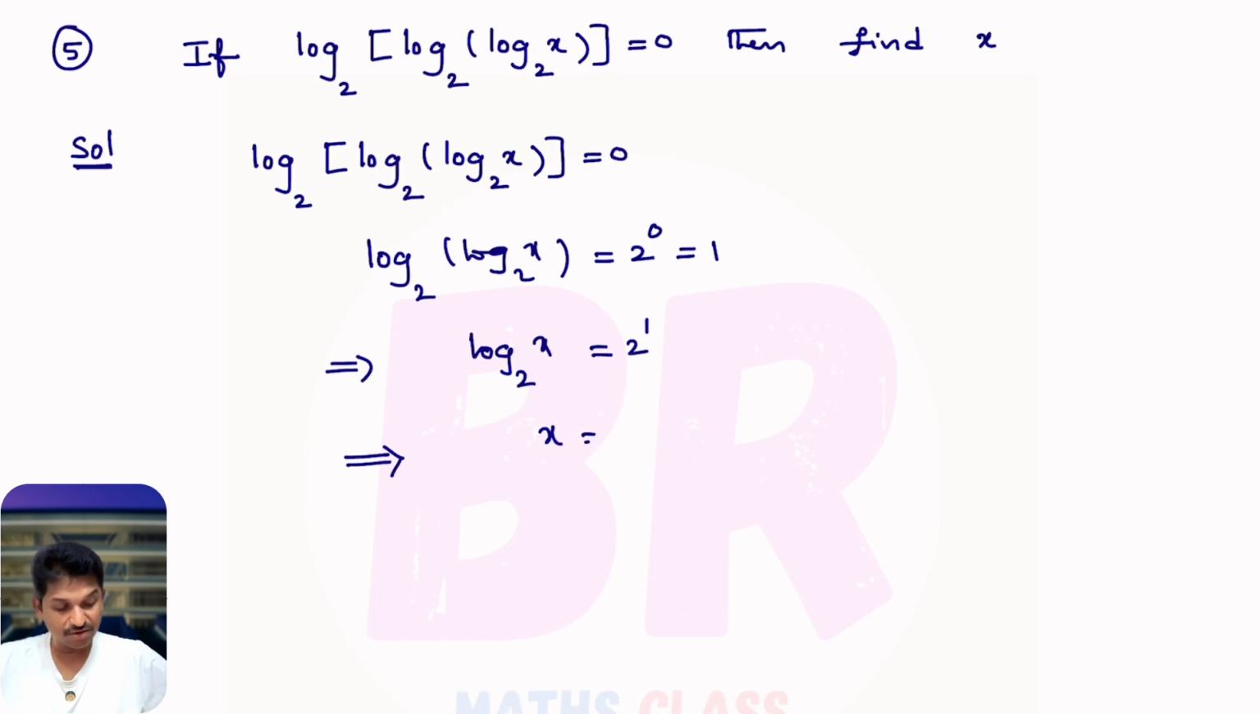So what you will get from this? x equal to 2 square. 2 square is 4. They are asking us to find the value of x. We got the value of x is 4. Slowly, we'll increase the difficulty level of the problems, right?